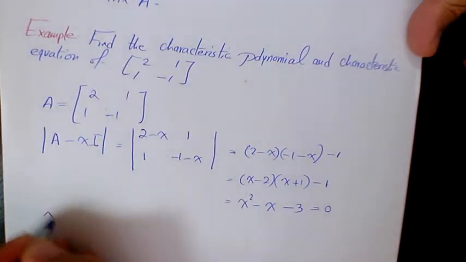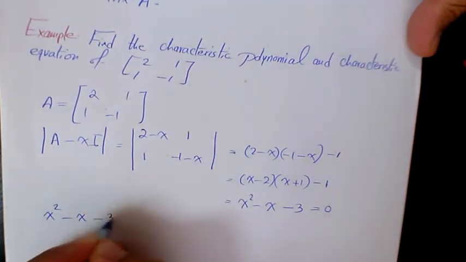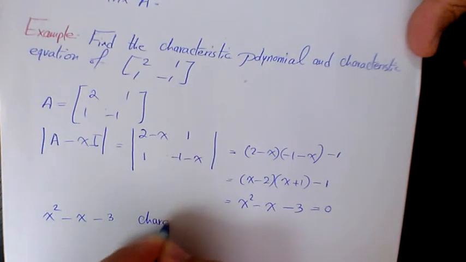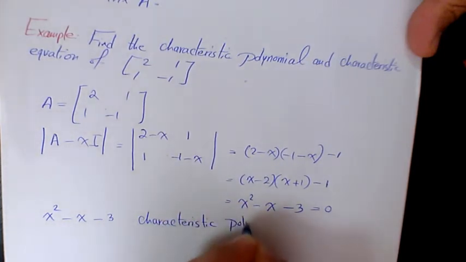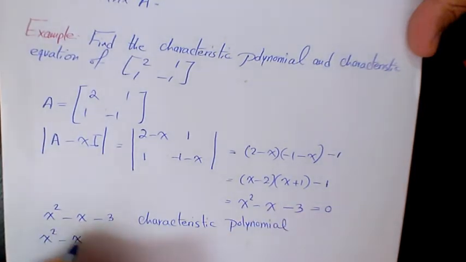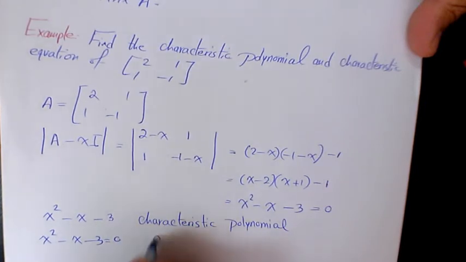So I'm going to say x squared minus x minus 3 is the characteristic polynomial, and x squared minus x minus 3 equals 0 is the characteristic equation.